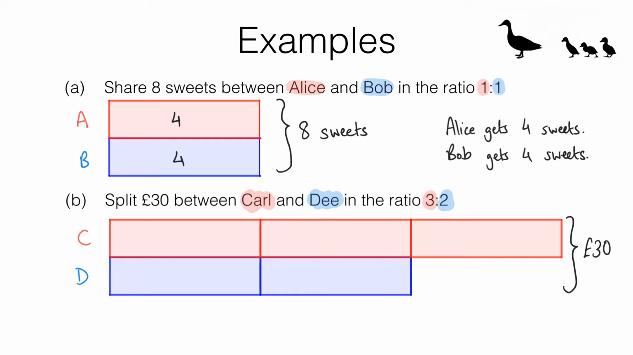Why did I say 5 boxes? Well, Carl's got 3 boxes and Dee's got 2 boxes, so that is 5 boxes altogether. And each of these has to be equal. That's the key idea here. Now, if each of these 5 boxes is equal, and together they are worth £30, how much is each box worth? Well, we can just do £30 divided by 5, and that gives us £6. So each box is worth £6.